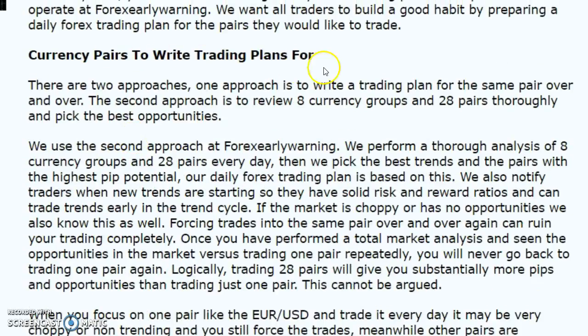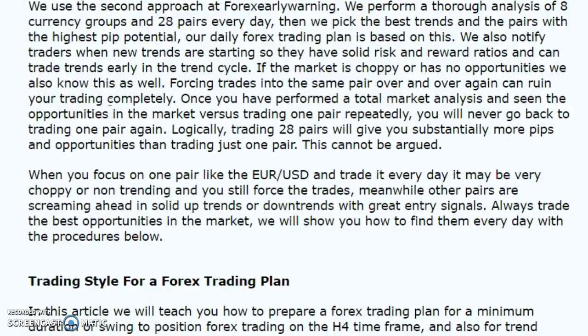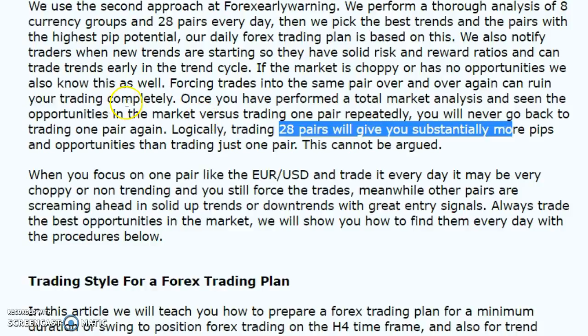Currency pairs to write trading plans for: we write trading plans for 28 currency pairs and 8 currency groups. The 8 currency groups are like the US dollar, the Canadian dollar, the Japanese yen, the euro, all the main currency groups. And there's 28 different combinations. So we don't write trading plans every day for the same pair. We write trading plans for 28 pairs, and we go where the best opportunity is. If there's a pair besides the Euro USD somewhere that's trending, we'll go with the best trend we can find. And if you trade 28 pairs, you're going to make a lot more pips than if you trade one pair over and over again.